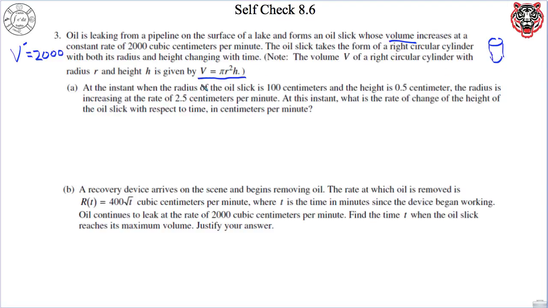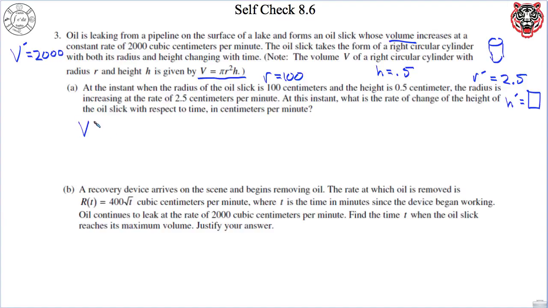Okay, perfect. So at the instant when the radius of the oil slick is 100 centimeters, that tells us that the radius is equal to 100, and the height, h, is equal to 0.5. The radius is increasing, so r prime is 2.5. At this instant, what is the rate of change of the height? So we're looking for h prime is equal to what? So h prime is our box, so we definitely need a V prime. I know that for a fact because V prime will give us an h prime.